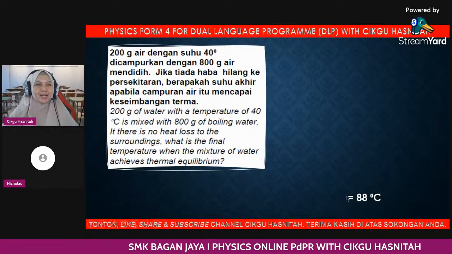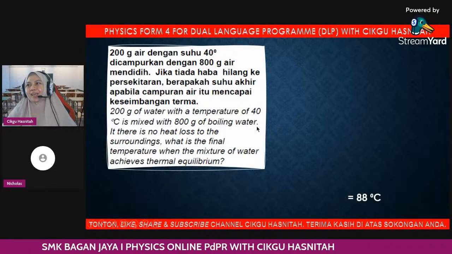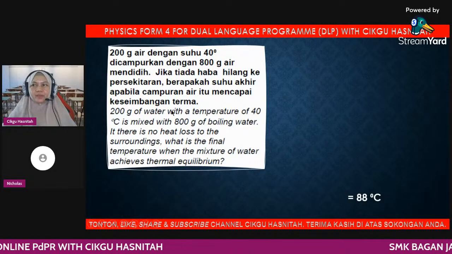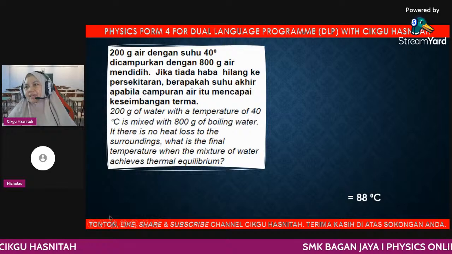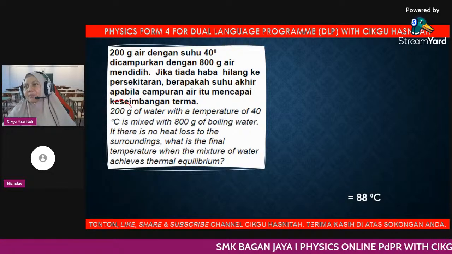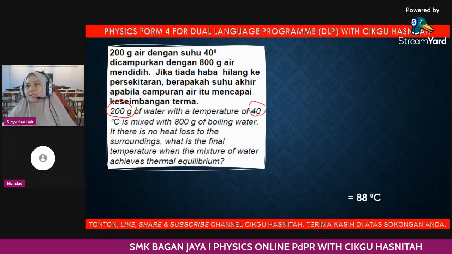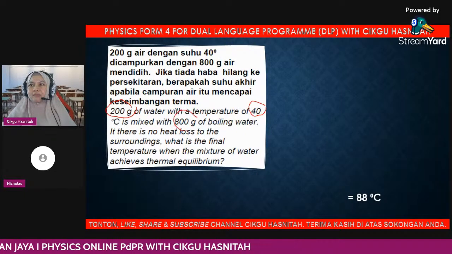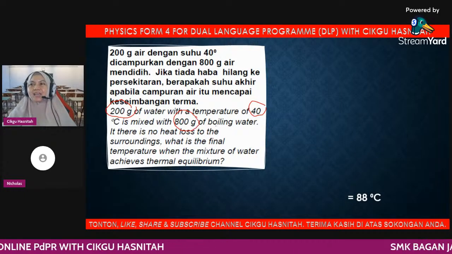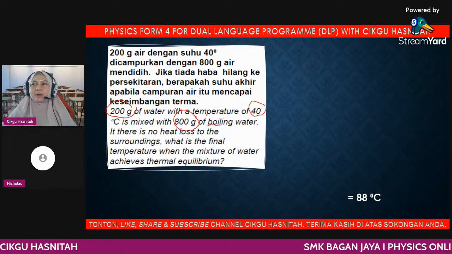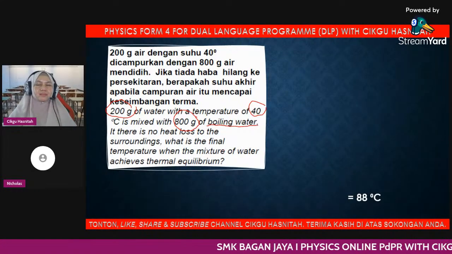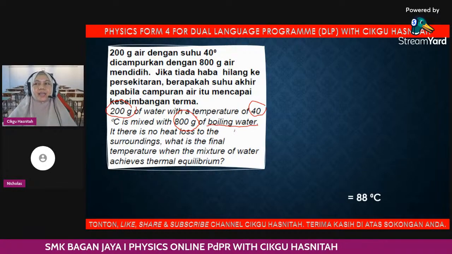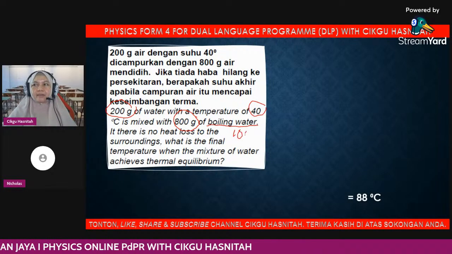The answer is already shown below there, teacher forgot to erase it. Okay, now what do we have here? We have 200 gram of water with a temperature of 40 degrees Celsius. You can highlight the information. It is mixed with another 800 gram of boiling water. Boiling water, can you tell me what is the temperature? The second water must be 100 degrees Celsius.